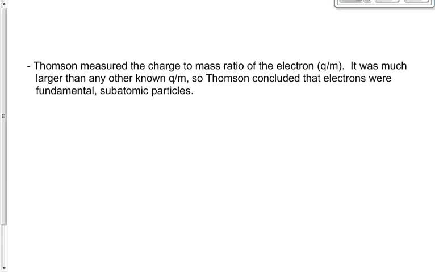So, just a couple of words of explanation here. It says, Thomson measured the charge to mass ratio of the electron, Q over M, right? Did that mathematical analysis that we just did. It was really, really big. Since it was really, really big, in fact, bigger than any other known charge to mass ratio, he concluded that these were really, really small particles. Really big charge to mass ratio, therefore, really, really small mass.